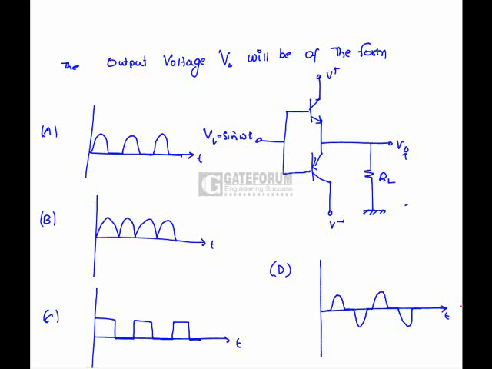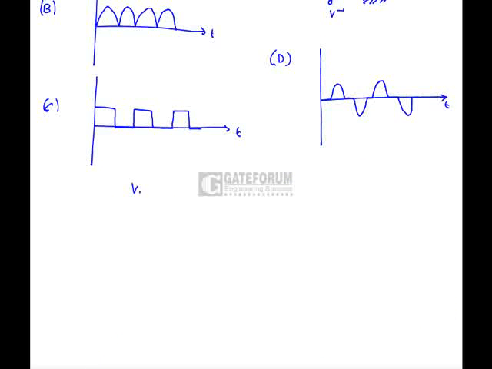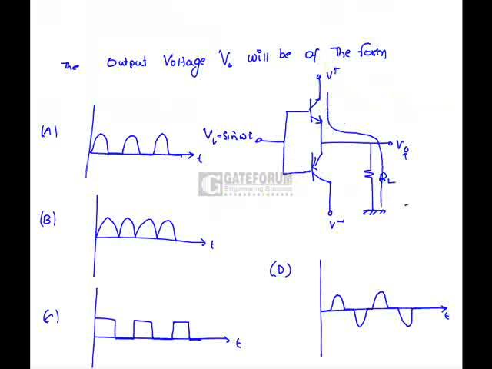Voltage will be of the form. Here, if the Vi is positive half cycle, suppose Vi is greater than 0, what happens? NPN transistor is in on situation, whereas PNP is off. So the current is going to flow in this direction, meaning this is positive and this is negative. Means output is going to be positive half, no problem.